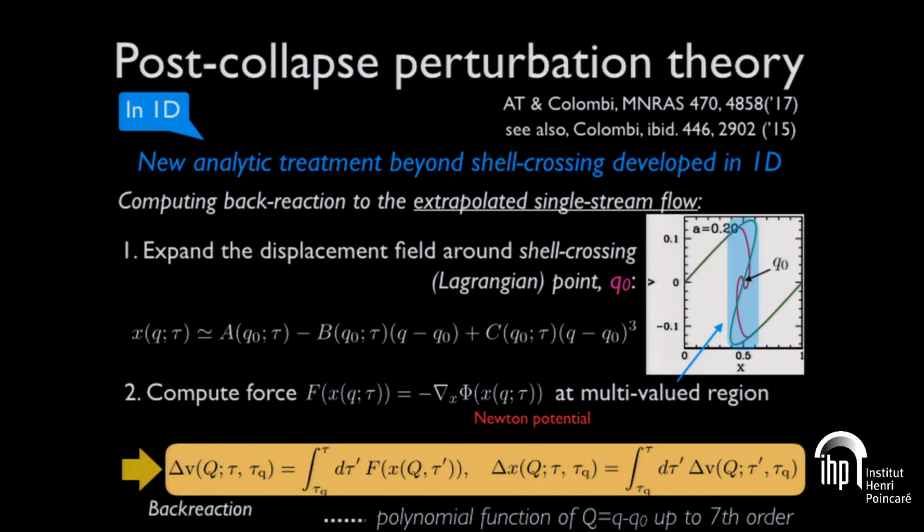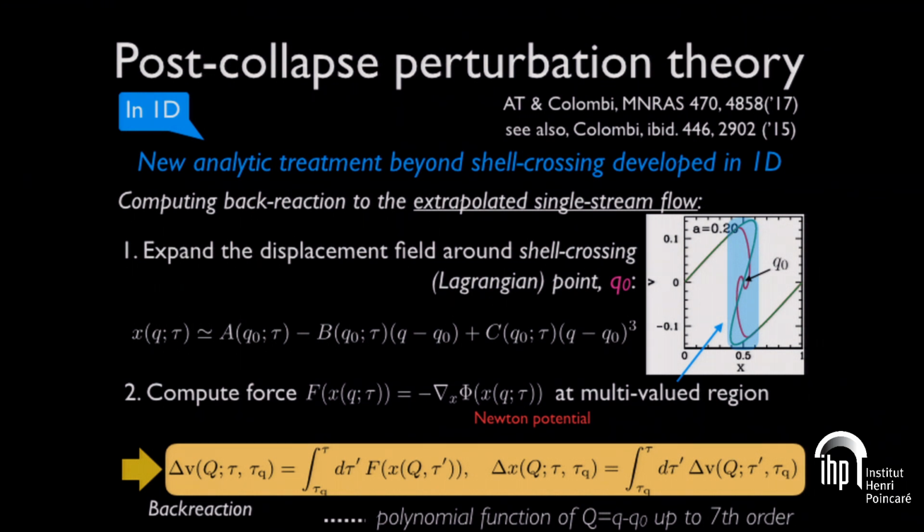Here we just stick to the one-dimensional case, and then try to describe the dynamics after shell crossing. The difficulty in dealing with post-collapse dynamics is that the phase-space structure has multiple values at a given position. But in the 1D case, it's analytically tractable. The idea is that we just extrapolate. We use a single-stream treatment to extrapolate this region, and then compute the back reaction to the single-stream flow. In the 1D case, we use the Zel'dovich solution as a background flow, and then compute the back reaction to the Zel'dovich flow.